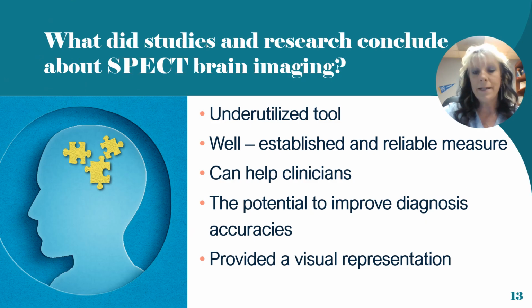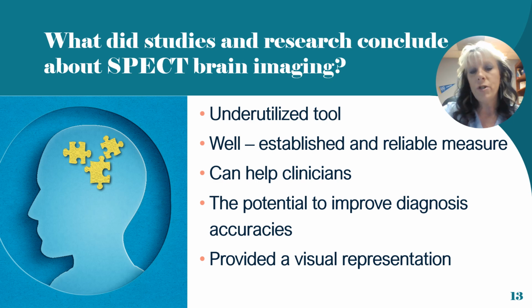So, what did the studies and the research conclude about SPECT brain imaging? Well, research showed SPECT as an underutilized tool that should be used more in the mental health fields to add to the diagnosis and treatment for the patient. Evidence showed that SPECT is a well-established and reliable measure of brain function and is helpful in understanding and targeting treatment for individual mental health patients. Research showed that by identifying the areas of the brain that have increased or decreased brain activity, SPECT can help a clinician differentiate between different mental health conditions. SPECT imaging individual study cases showed there was an improvement that allows for more targeted treatment plans and has the potential to improve diagnosis accuracy.